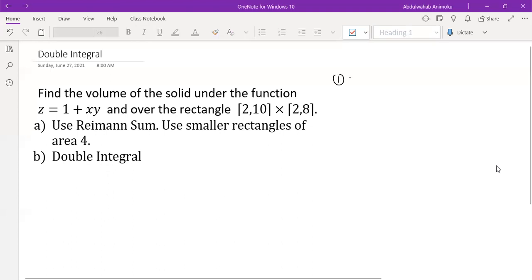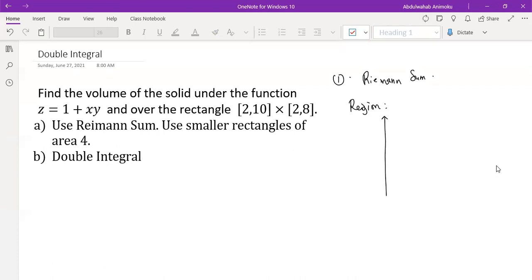Now in using Riemann sum, what we have to do to approximate this is, you could, if you like, actually draw the solid shape that you would like to find the volume of, but this is not necessary in this case. All we need to know is our region first, and how to divide this region into smaller rectangles of area 4. So let's just show our XY region.